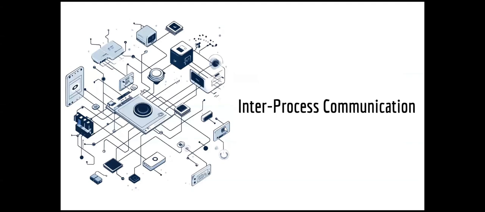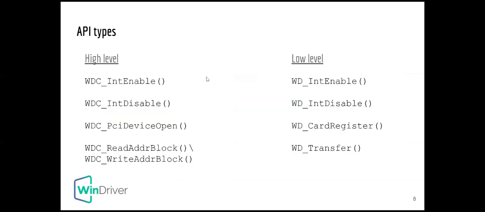Okay, let's talk about inter-process communication. This is the other API we will discuss now. Let's talk generally about API types.